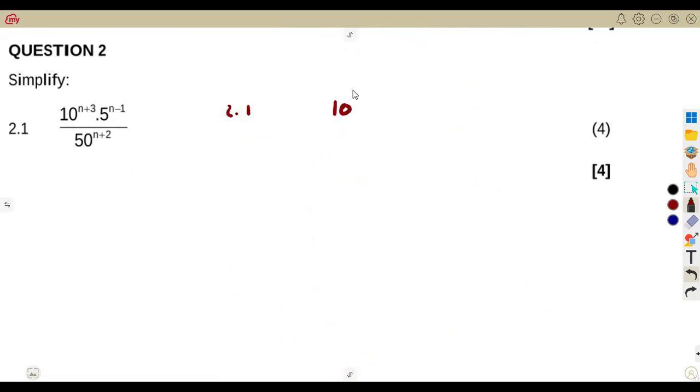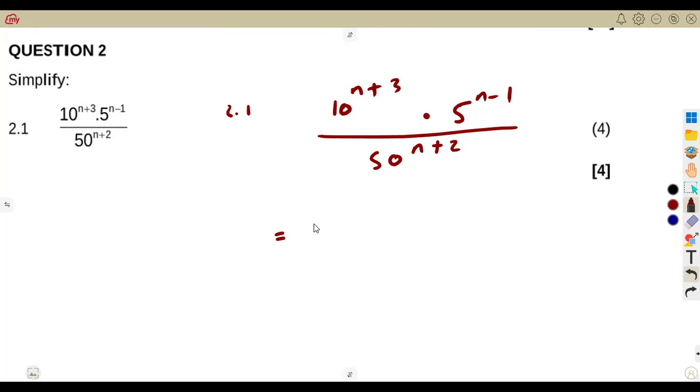2.1, 10 to the exponent of n plus 3 times 5 to the exponent of n minus 1 over 50 to the exponent of n plus 2. All right, so if we consider this, we have got something common, the 10 and the 5. It is also in this 50. Yes, you can have your answers in simplest form. 10 is 2 times what? 5. 50 you write as a product of its prime factors.